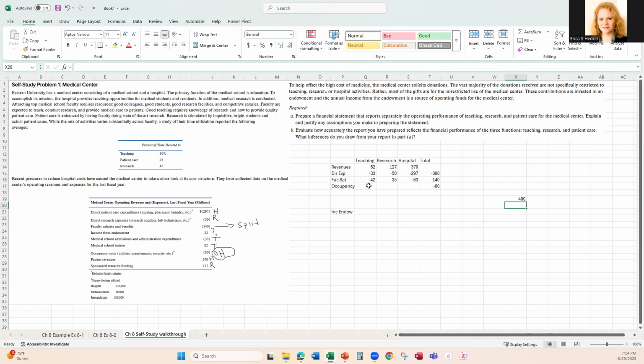Gives us 400 total. So that's going to get us to, and that does add up to 1. Okay. So those are the percentages for the square footage here, for the hospital, teaching, and research. Okay, because I did them in this order here.